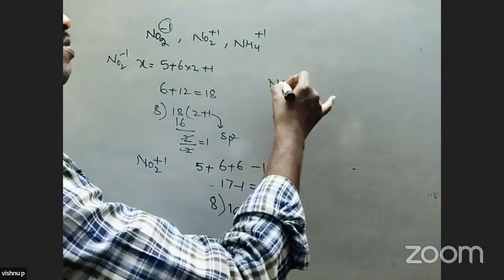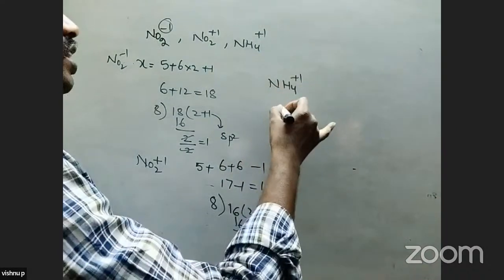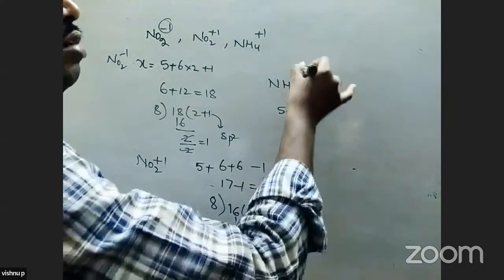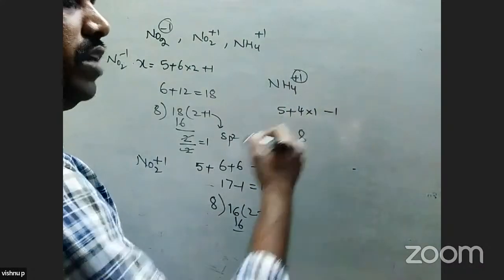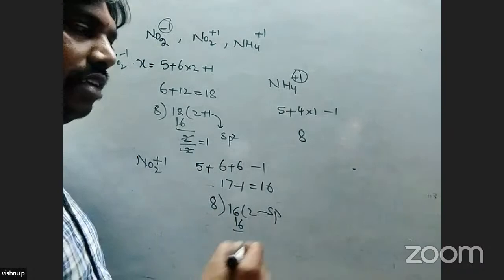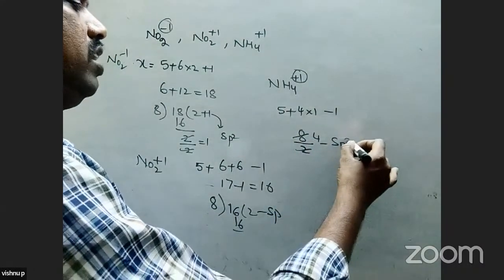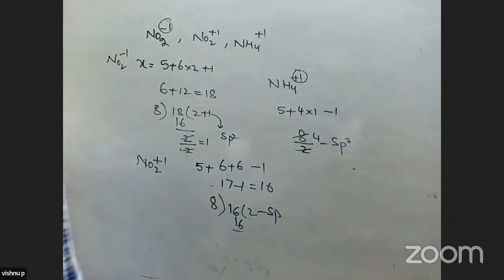NH4 +1. Nitrogen is 5th group, 4 hydrogens with group number 1. Plus 1 indicates minus 1. We get 8, or less than 8, divided by 2. 2 4s are 8. What is the hybridization? sp3. So this is one simple method to find out the hybridization of any molecule.